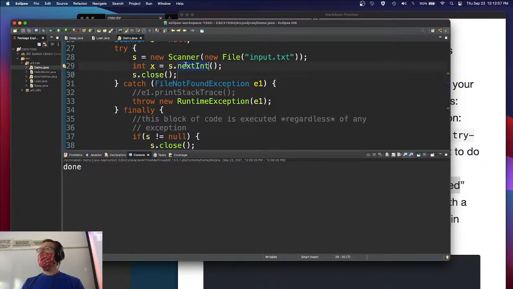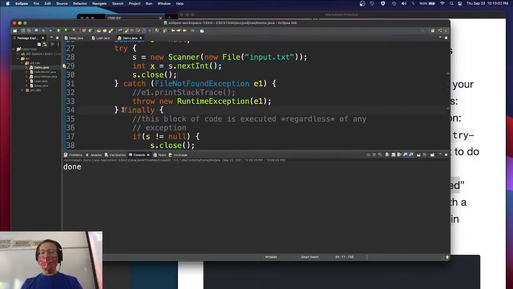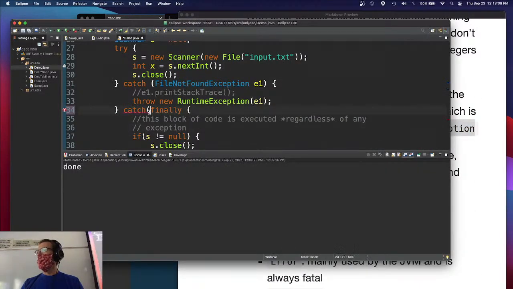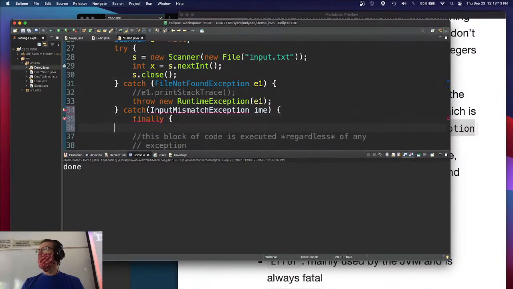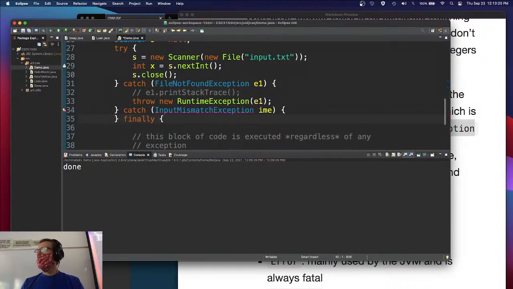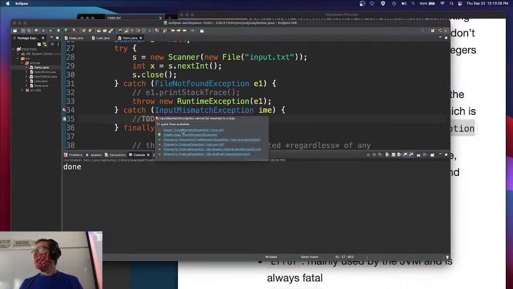If an exception occurs on line 29, control flow jumps down to the catch statement. Catch. Oh, what was it? I had it over here. Input mismatch exception. IME. Get rid of that. Sorry. There we go. Fix that up. And then to do handle. There we go. And I have to import it. Come on. There we go.